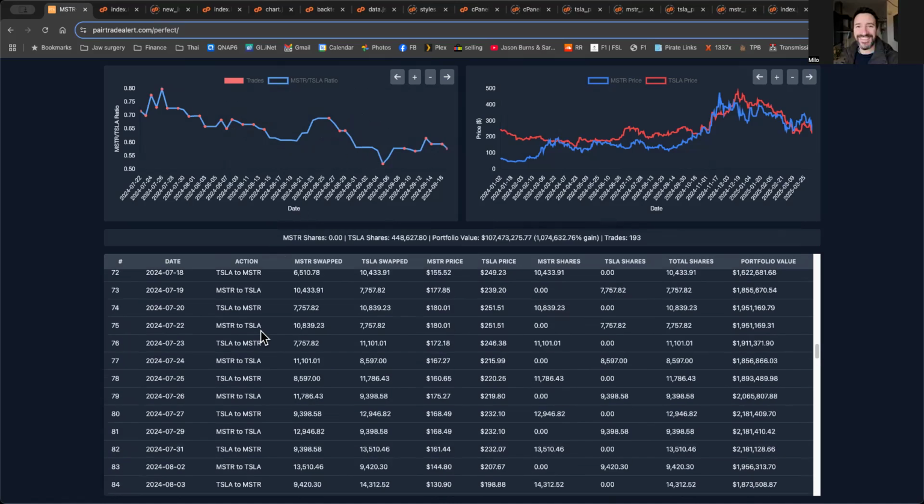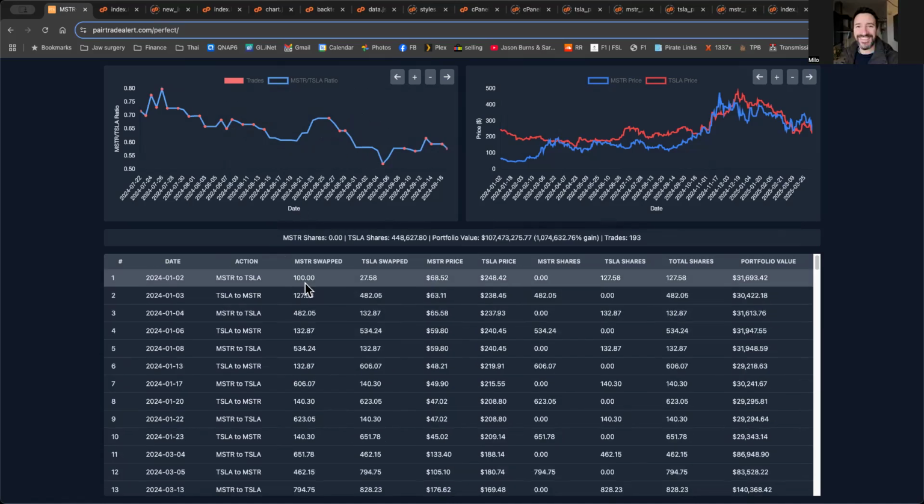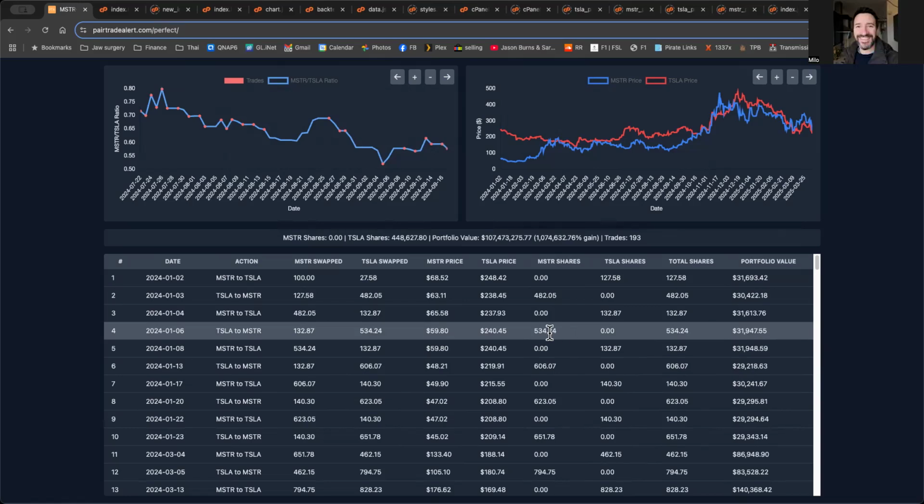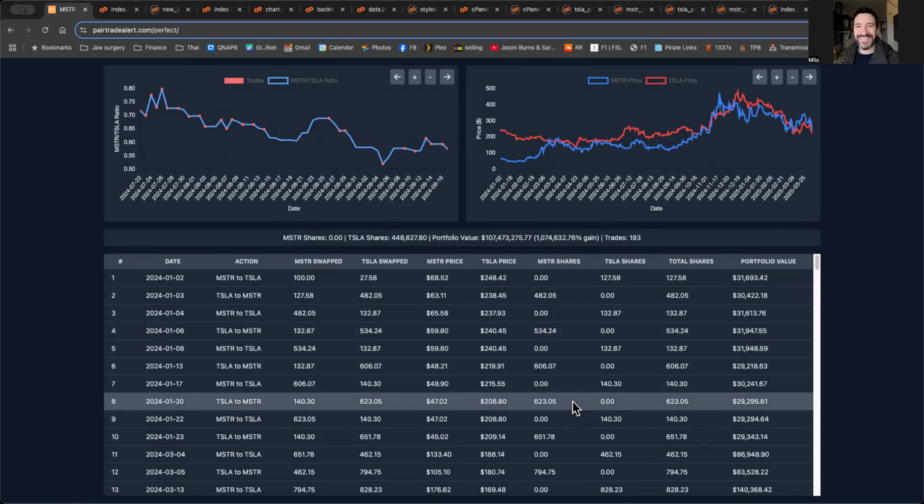So we start with 100 shares of MicroStrategy and 100 shares of Tesla. On the first day, on the 2nd of January, we sell 100 MicroStrategy and we buy 127 Tesla, and that gives us a $31,000 starting portfolio value. As time goes on, we're swapping in and out: 100% Tesla, 100% MicroStrategy, 100% Tesla, 100% MicroStrategy. It's swapping backwards and forwards perfectly, exactly on all the days that it needs to in order to maximize the amount of shares that it can make.